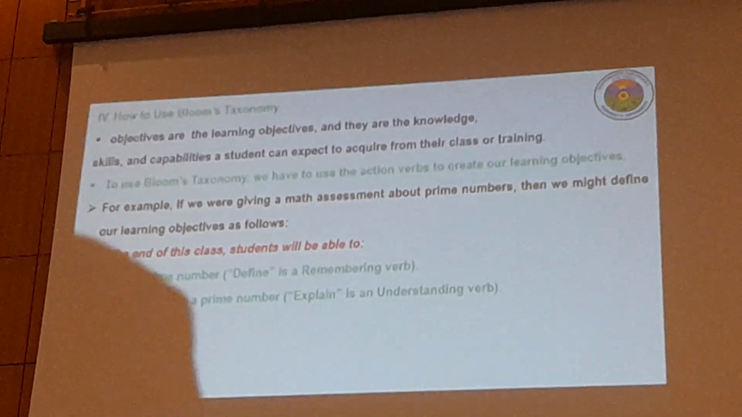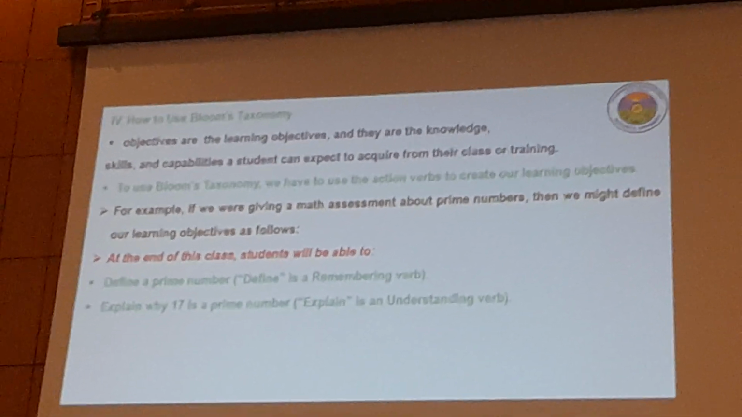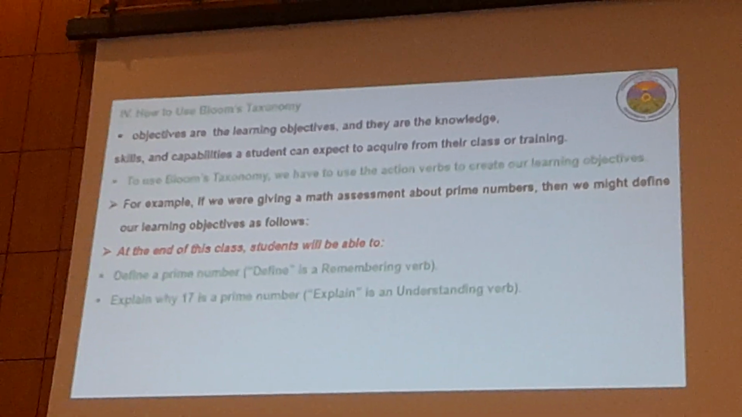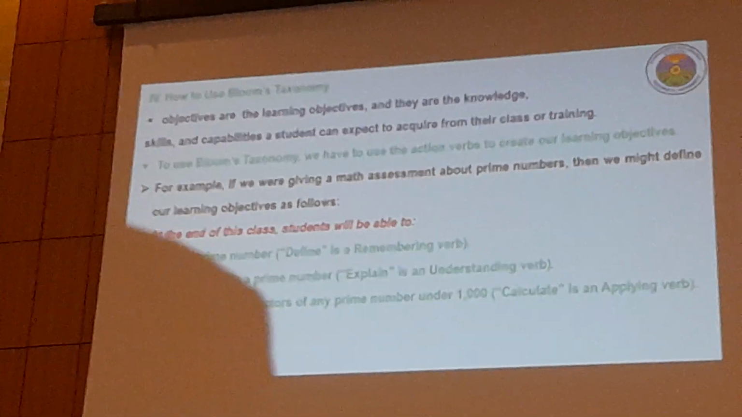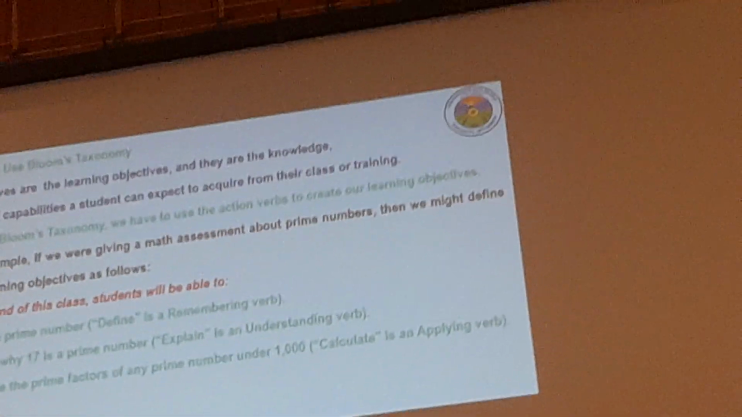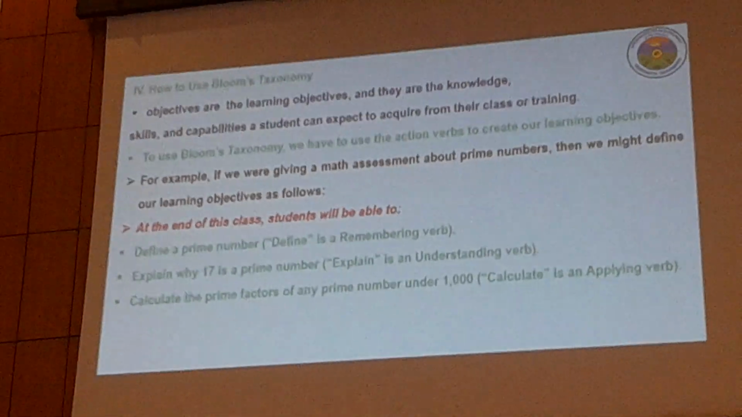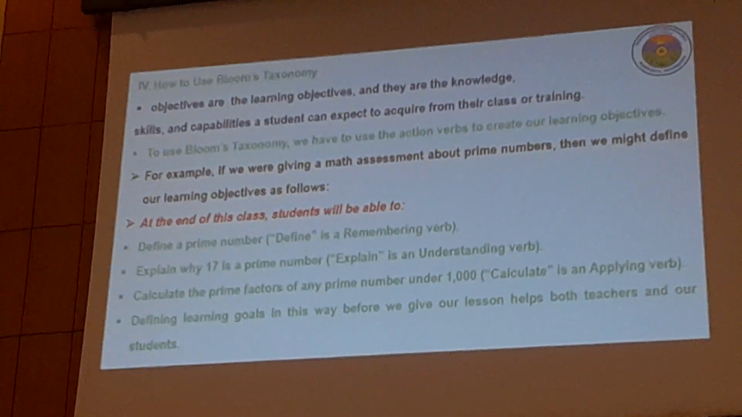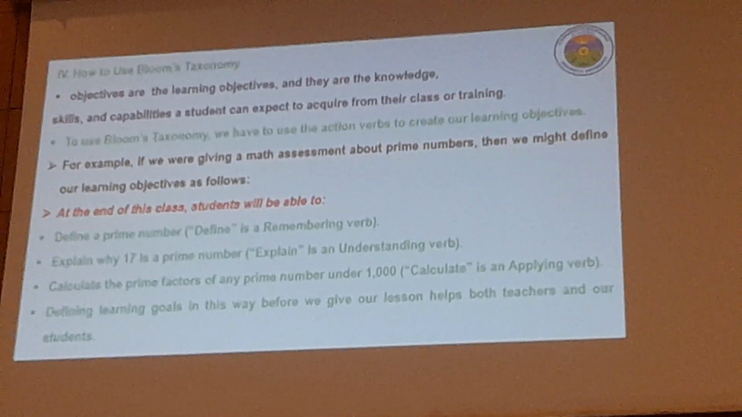The other one, if I say explain why 17 is a prime number, this word explain is very important here. It's a verb that indicates understanding. Whenever they understand that, they explain in the way that they understand. Or if I say calculate the prime factors of any number, 100,000, again the word calculate is simply the means of applying, an applying verb. And defining learning goals in this way, before we give our lesson, helps both teachers and students.